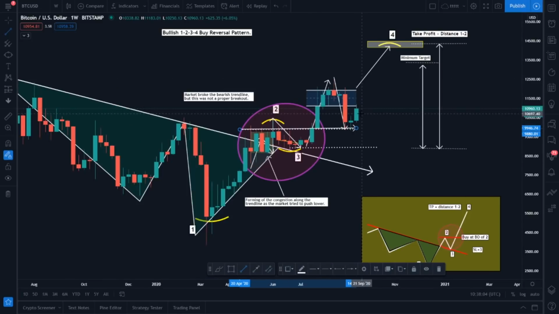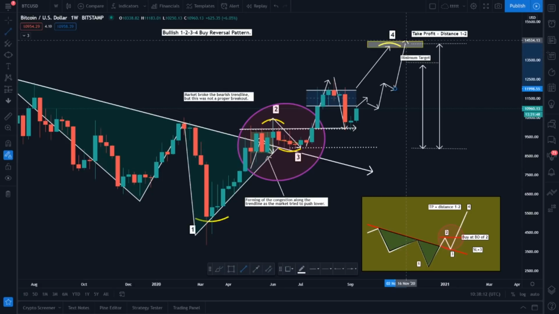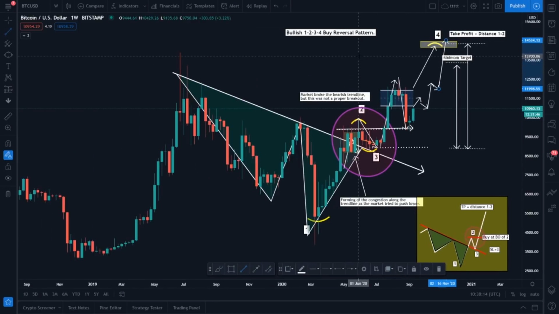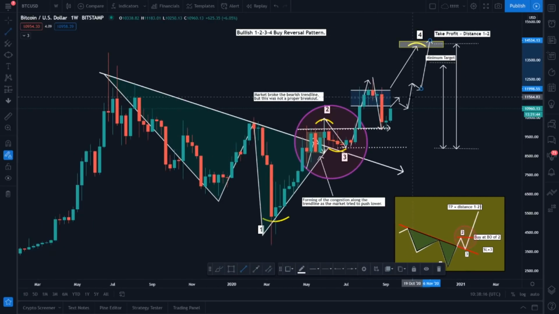You can see it is actually pointing out that this support level has been respected, and now maybe we might be heading slowly towards our target level of the 14,000 area, guys. So according to this, in a bigger time frame, we are not bearish, but we might see a small pullback, and that's nothing to worry about, guys.